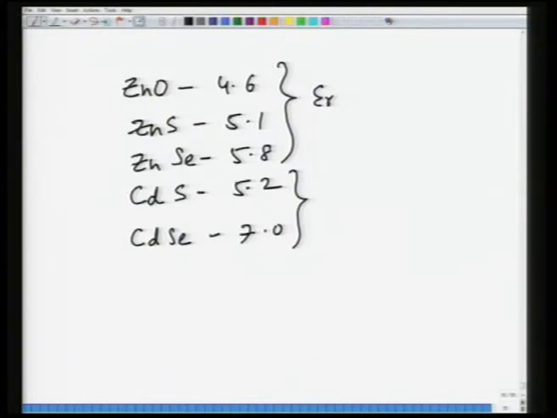As you go from zinc oxide to selenide, the bond strength decreases, as a result the modulus and the melting point decrease, as a result the polarizability increases, and as a result your dielectric constant increases. The same is true about cadmium sulphide and cadmium selenide. So these two parts have given you some idea about the electronic and ionic polarization.